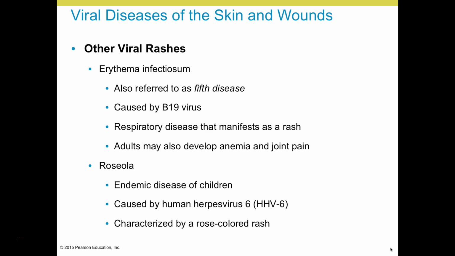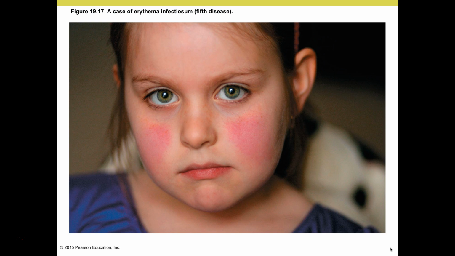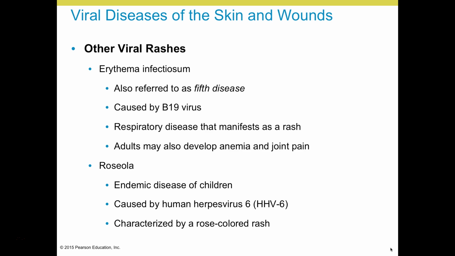Other viral rashes: erythema infectiosum, also known as fifth disease. As you can see, this young child has these nice pink cheeks, but it's not something so nice. It's caused by parvovirus B19. It is a respiratory disease that goes from the respiratory system to the skin, and it becomes a rash. In adults, it can cause anemia and joint pain.